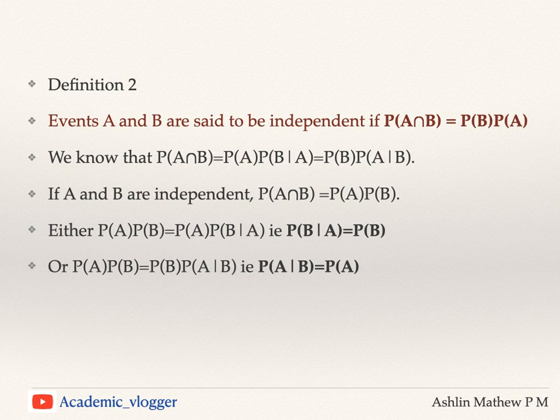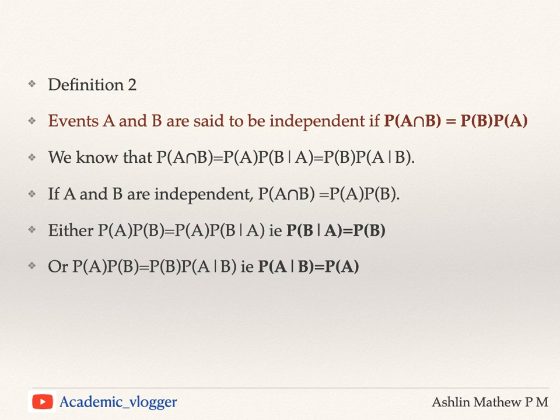Similarly, we have another definition: events A and B are said to be independent if probability of A intersection B is equal to probability of B into probability of A, or probability of A into probability of B. For that, we know probability of A intersection B can be written in terms of A given B and B given A using the multiplication theorem of probability. So that definition is written here.